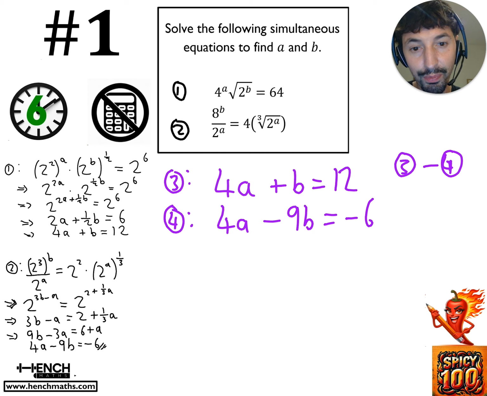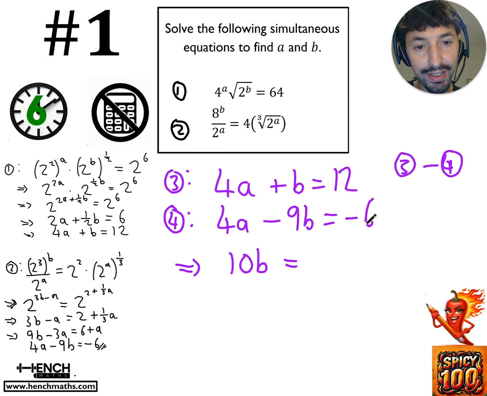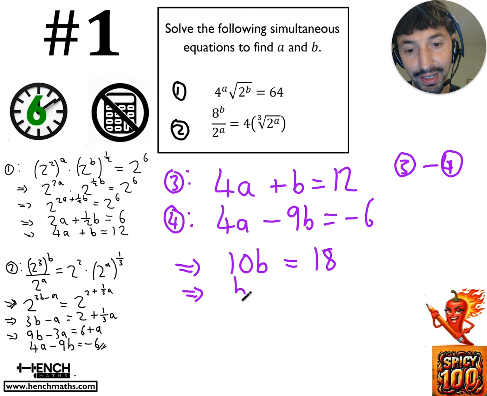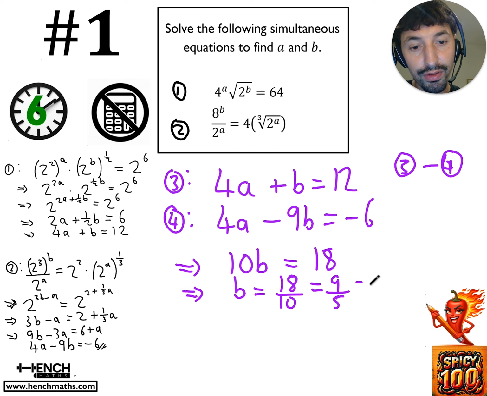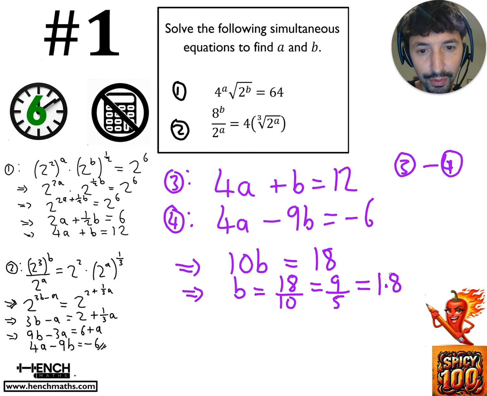So the a's will cancel. b subtract 9b, so that's b plus 9b, which is 10b. And we've got 12 subtract negative 6, that'd be plus 6, we get 18. So that means that b comes out nicely: 18 over 10, or 9 over 5, or 1.8 if you prefer decimals. Remember, this is a non-calculator question, so we need to be able to manipulate it with our brains. Next, we're going to substitute it in. Equation 3 looks like the more simple one.